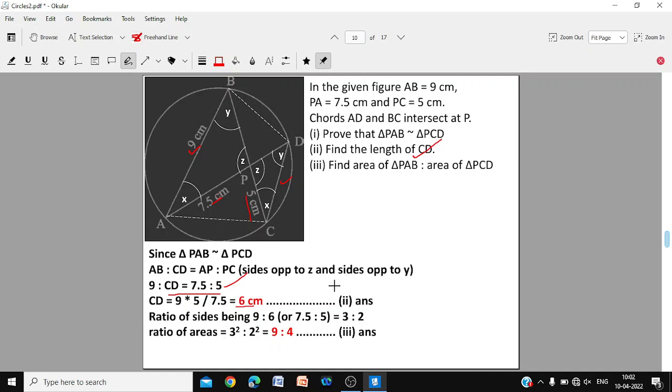And the ratio of areas should be found. Either you can take 9 and 6, the 6 we found out, or you can take 7.5 and 5. Whatever you take, that ratio will be 3:2. So if the ratio of the sides is 3:2, the ratio of the areas will be 3 square and 2 square, that is 9:4. The areas will be proportional to the square of the sides. So another problem solved.